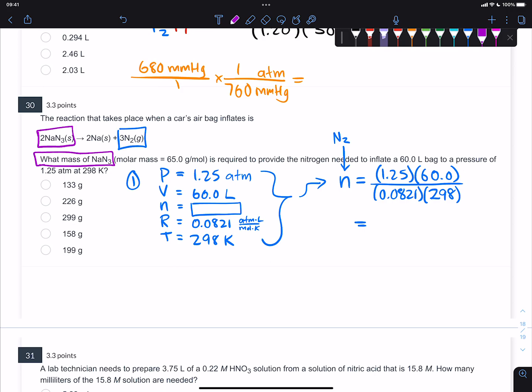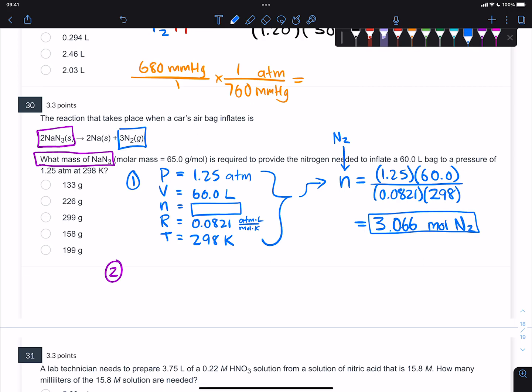And you get about 3.066 approximately moles of nitrogen gas. This number here is important, but it's not your answer. That's going to lead us to step 2.